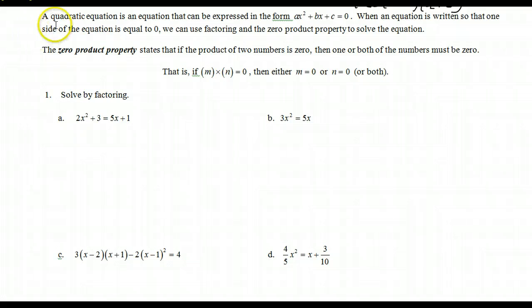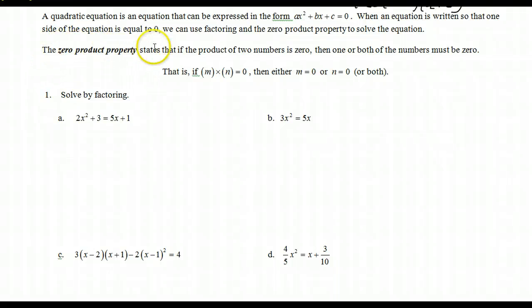Okay, let's take a look at what we've got here. A quadratic equation is an equation that can be expressed in the form ax squared plus bx plus c equals 0. Remember with a quadratic function we had y equals? With the equation, it's equal to 0. When an equation is written so that one side is equal to 0, we can use factoring and the zero product property to solve the equation.